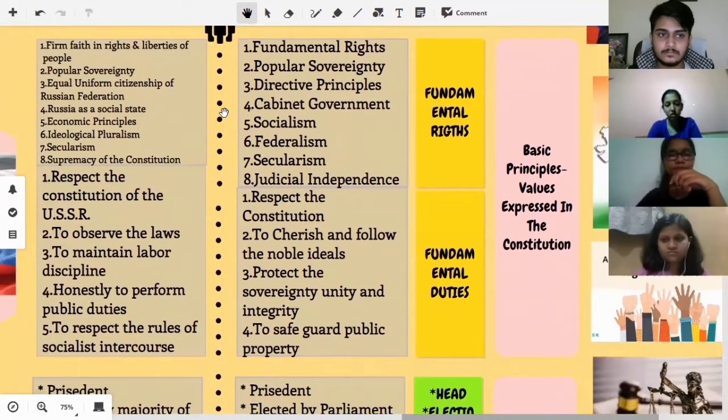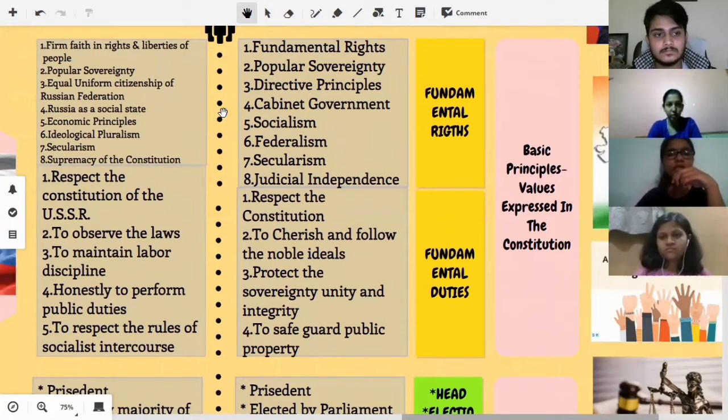First, Russia. First is firm faith in rights and liberties of the people. It assigns supreme value to the man and his rights and freedom. Second is popular sovereignty, that is, supreme power of the people and the source of all power of the Russian Federation. Third is equal uniform citizenship of Russian Federation. It means that each citizen enjoys a single, equal and uniform citizenship of Russian Federation.